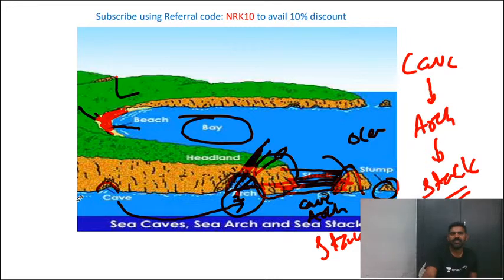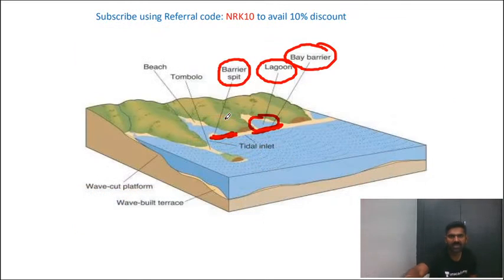See here. Cave, arch, stack, stump, bay. All these are nothing but erosional topographies. Coming to depositional topography, the first is the barrier spit. So some part of the ocean is stopped by this barrier spit. If it completely stops, it's called a barrier bay. The complete bay is barred, which means it is stopped.